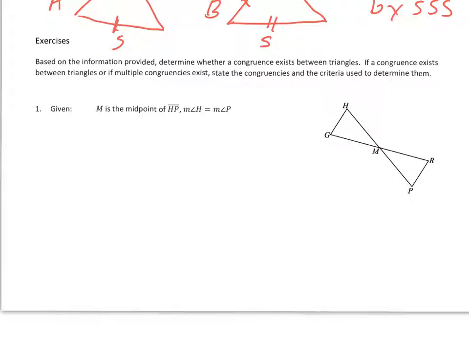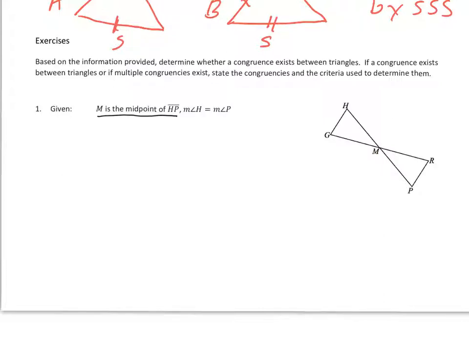So we're given that M is the midpoint of HP. The measure of angle H is equal to the measure of angle P. The way I always do these is I start by just marking on the picture all the different things that I can find that match up. So let's start with any sides that match. Alright, so right here I have M is the midpoint of HP. That tells me that M is splitting HP into two equal halves.